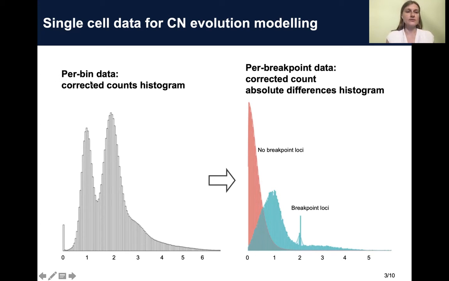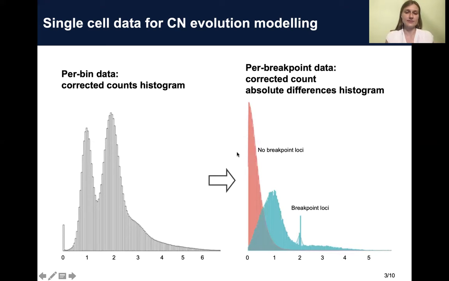We can further transform this per bin data into per breakpoint data when we calculate the corrected count absolute differences in adjacent bins. So this data is given not for genomic bins, but for genomic loci. We can divide these absolute differences into 2 subgroups. The red subgroup is calculated for loci where we do not expect copy number change. So this is the no breakpoint loci distribution. And the blue subgroup is calculated for loci where we expect copy number change. So we call it the breakpoint loci distribution.